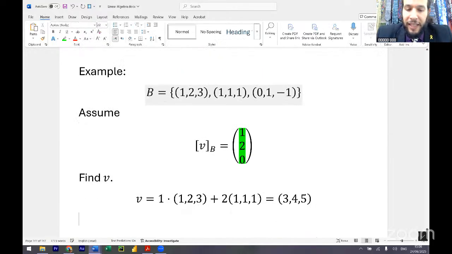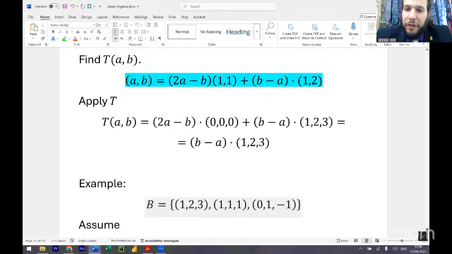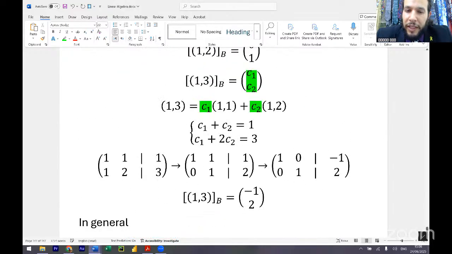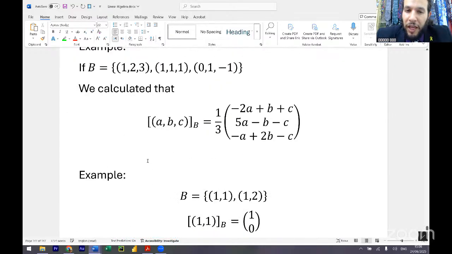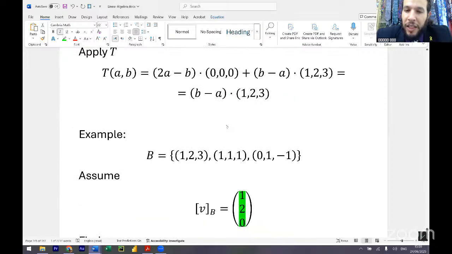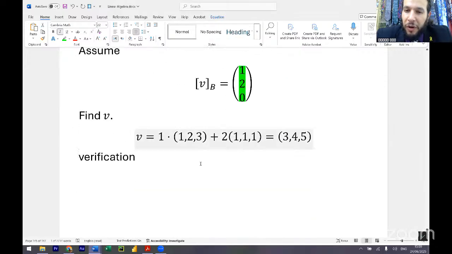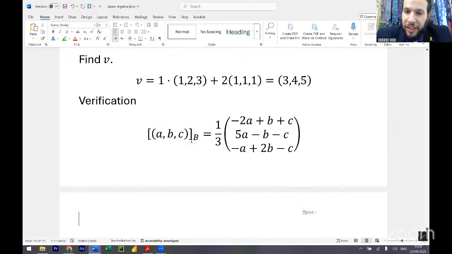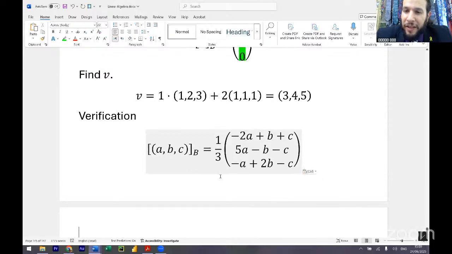Let's verify that. Verification. We found the general formula for the coordinates in this case. That's the general horrible formula. Let's plug in 1, 0, and hopefully we'll get the same 3, 4, 5, right?